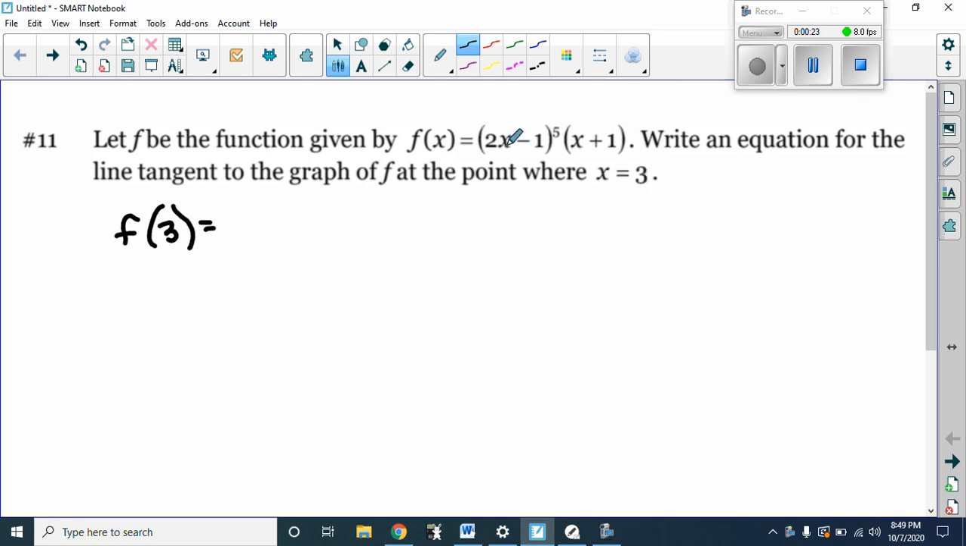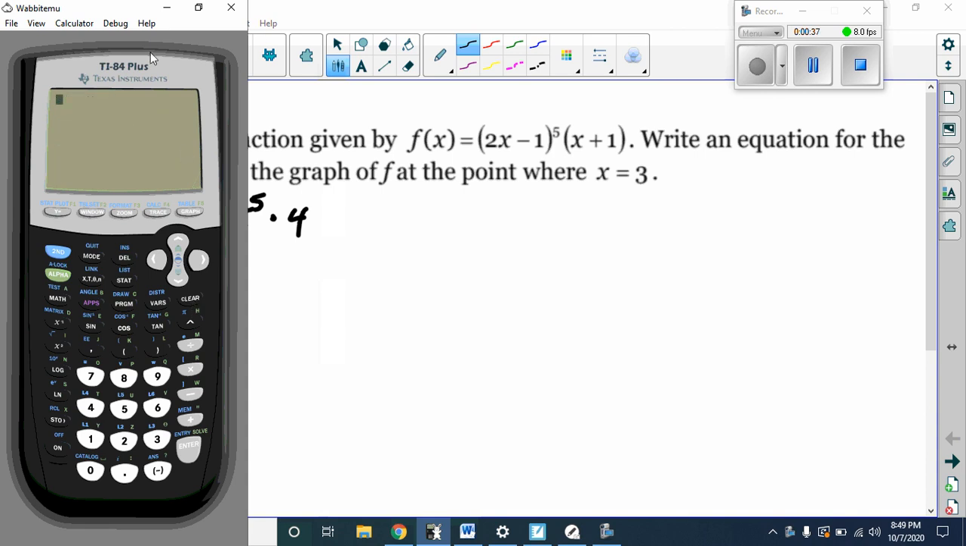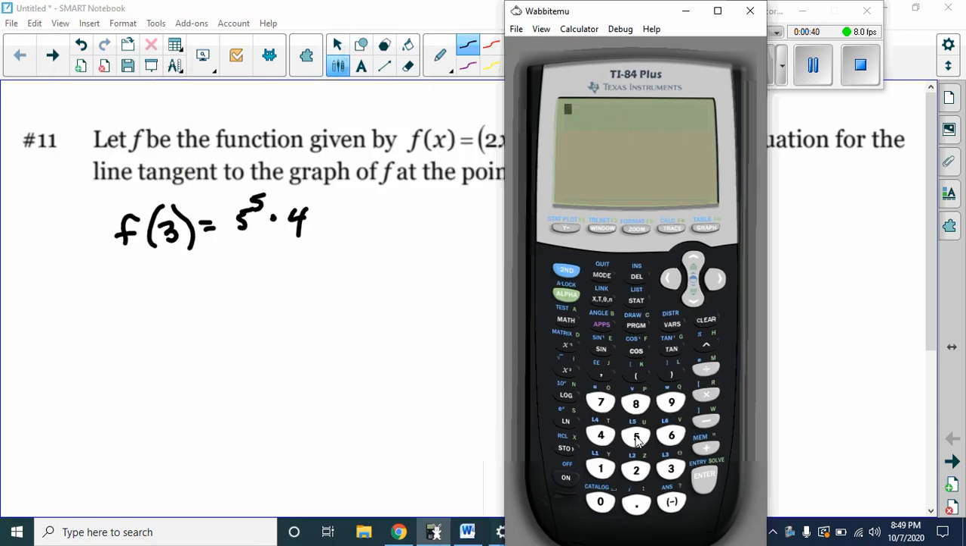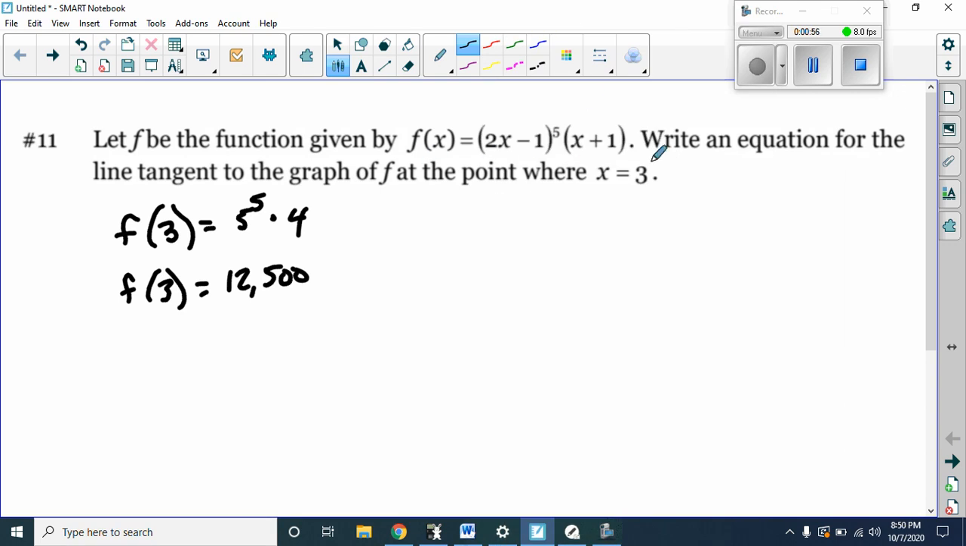But plugging 3 in, 6 minus 1, that's 5 to the 5th, times plug in 3 for x here, gives me 4. So we've got 5 to the 5th times 4. So the point is 3 for my x and 12,500 for my y. And then we need the slope. To get the slope's the derivative.